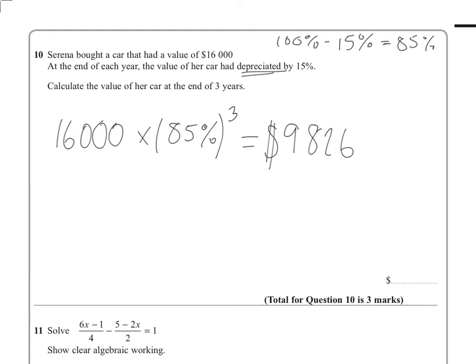Remember, when putting this into the calculator, you must include the percentage sign. Alternatively, you could do 16,000 times 0.85 to the power of 3. 85% and 0.85 are equivalent to one another.